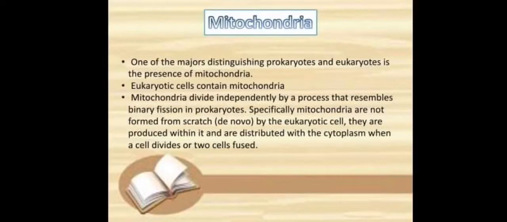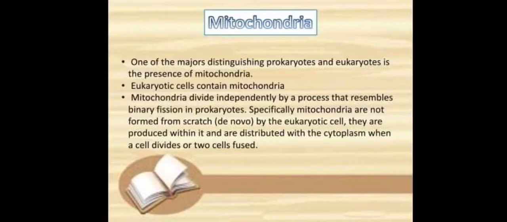Now let us continue with mitochondria. One of the major features distinguishing prokaryotes from eukaryotes is the presence of mitochondria. Eukaryotic cells may contain anywhere from 1 to several thousand mitochondria, depending on the cell's level of energy consumption. Each mitochondrion measures 1 to 10 or greater micrometers in length and exists in the cell as an organelle that can be ovoid to worm-shaped to intricately branched.